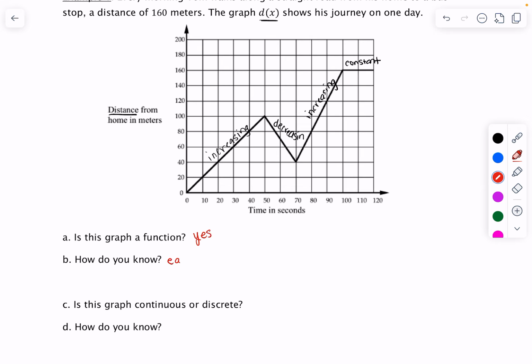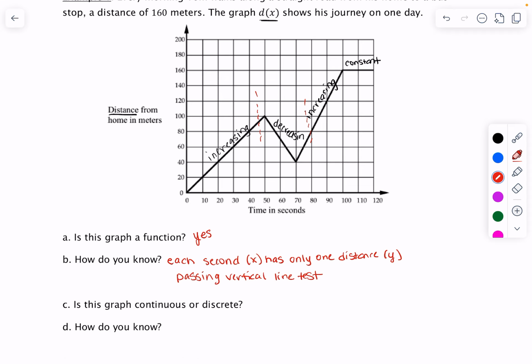You know that each second, represented by x, has only one distance, which is your y. Each x has only one y. You also know this because if I draw a vertical line anywhere on this graph, it's only going to pass through one point. So it's passing the vertical line test.